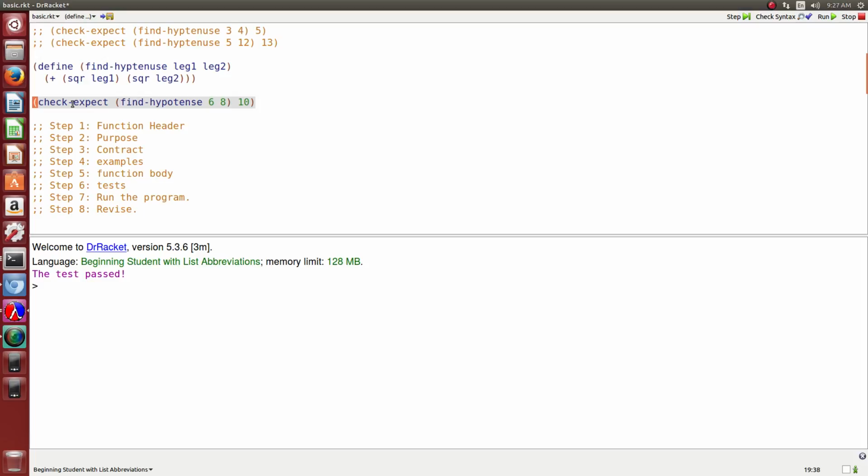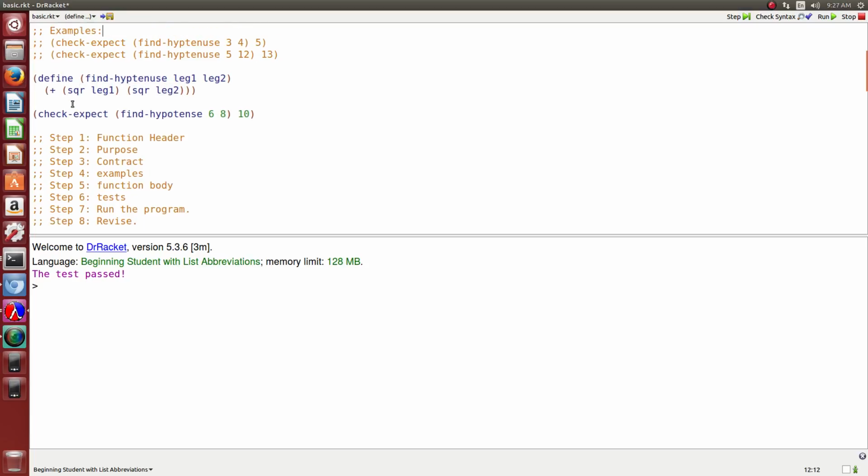Anyways, so one Pythagorean triplet I know is 6 and 8 make 10. And it's interesting because 3 times 2 is 6, 4 times 2 is 8, and 5 times 2 is 10. So you can come up with Pythagorean triplets pretty easily. We can write more tests, but you get the general idea. What you're going to be doing is coming up with these on your own.